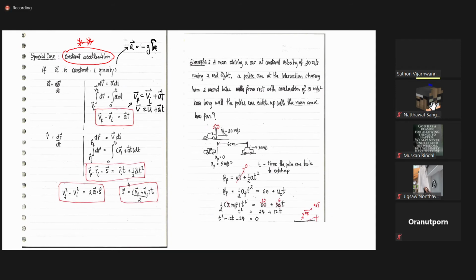Now, you can work more by substituting the time from the first equation into the second equation. What you get is that Vf squared minus Vi squared is equal to 2a dot s, or S equal to (Vf plus Vi) times t over 2.